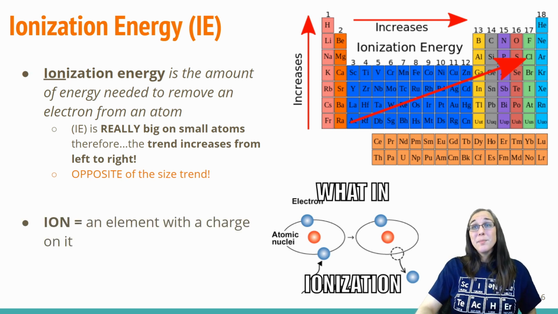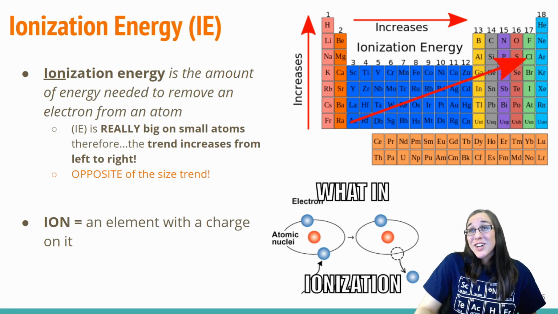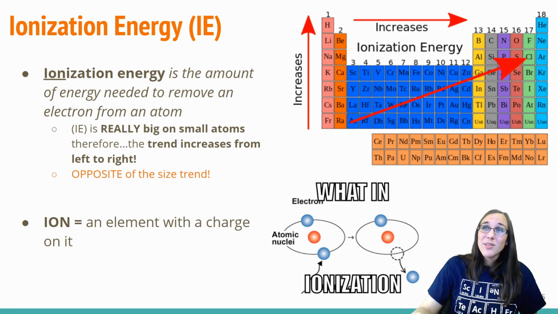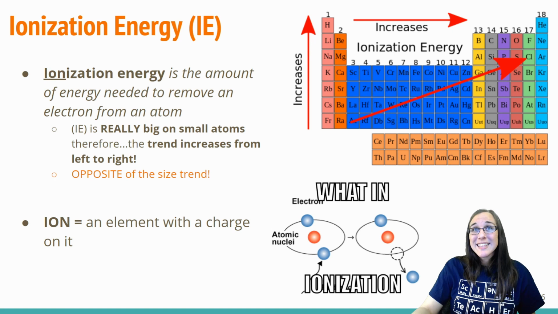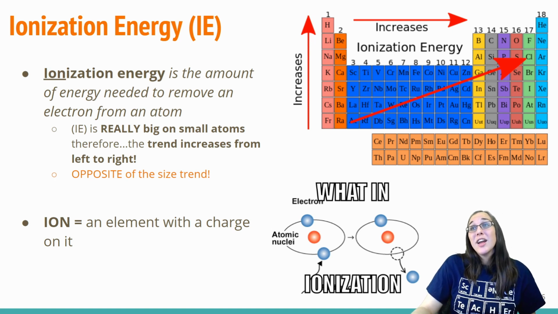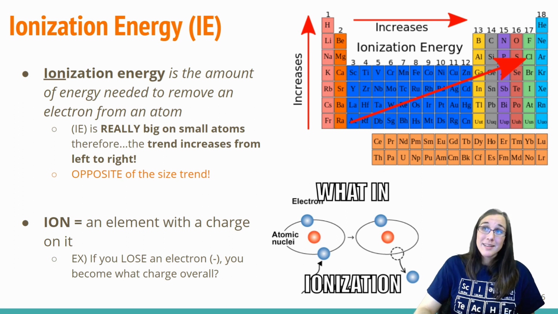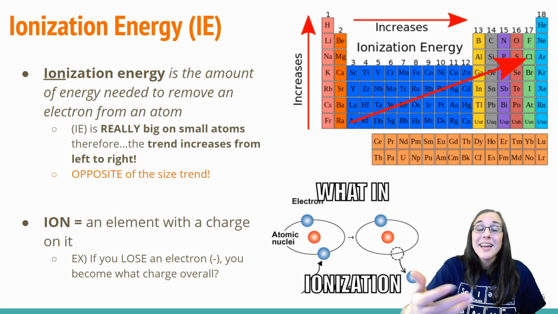An ion, by the way, if you are curious as to what ion means, is basically just an element with a charge on it. So everything we've been talking about, all those fixed charges, variable charges, things like that, an ion is something that has a charge on it, a non-neutral atom. So for example, if you lost an electron, then you would become positive, as mentioned before. So you lose something that's negative and you become positive, right? Just like in your real life.